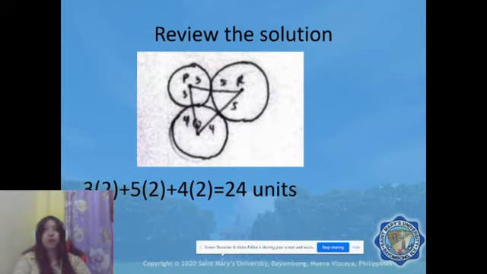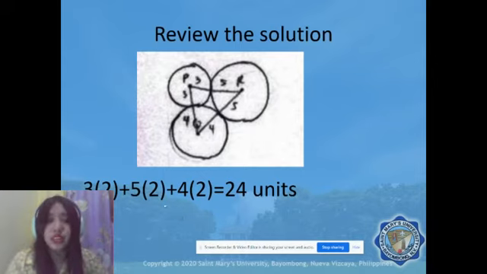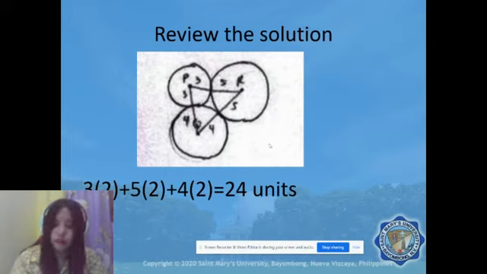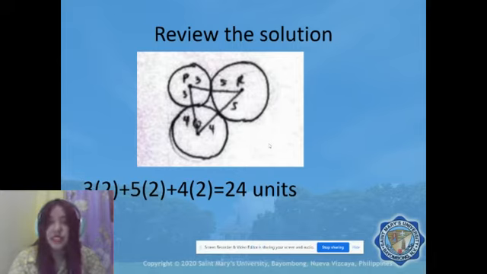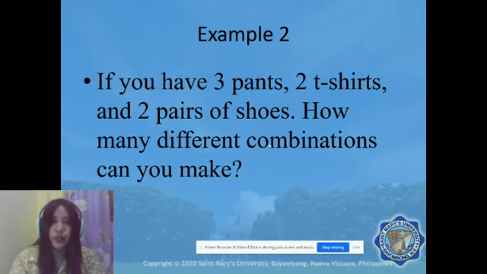Or you can also add, so as you can see in the figure, 3 plus 5 is 8, 5 plus 4 is 9, 3 plus 4 is equal to 7. So you can also add 7 plus 8 plus 9. Okay, so since after reviewing, you think that the answer is correct, then that's your final answer. So it's 24 units.